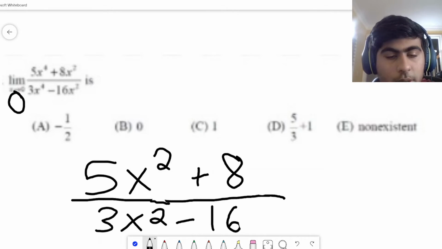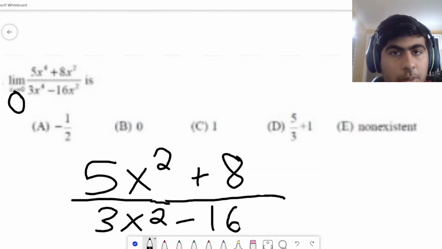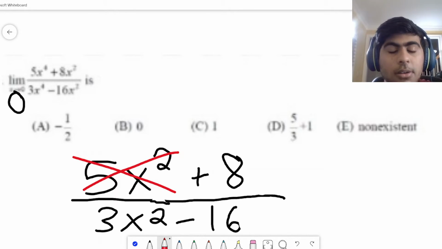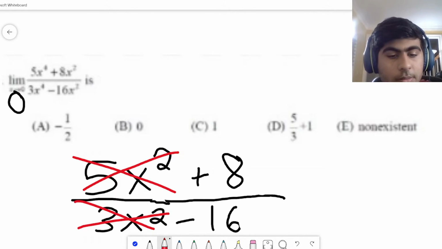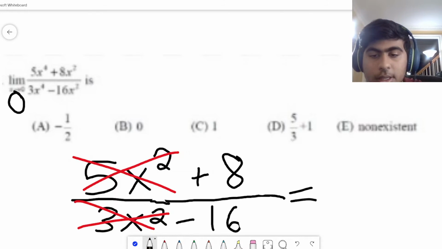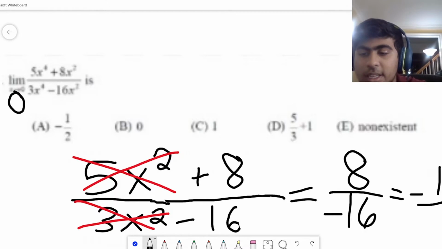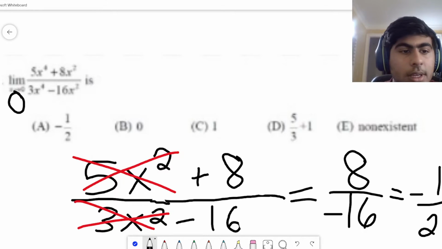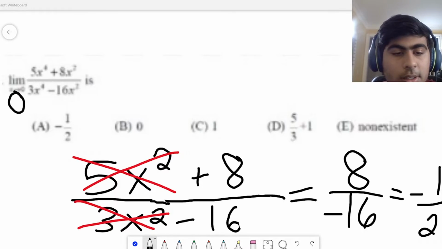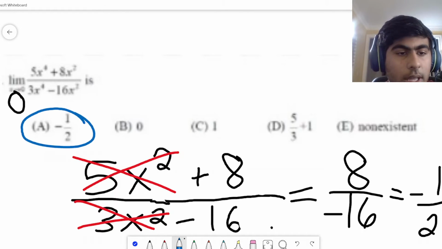become x squared terms. Now if we plug in 0, the 5x squared is 0. The 3x squared is also 0. So this ends up becoming 8 over negative 16, which is negative 1/2. Now looking at our answer choices, that is answer choice A.